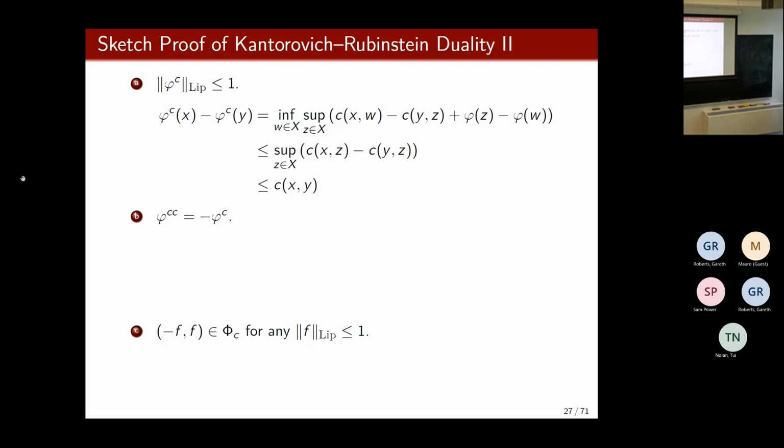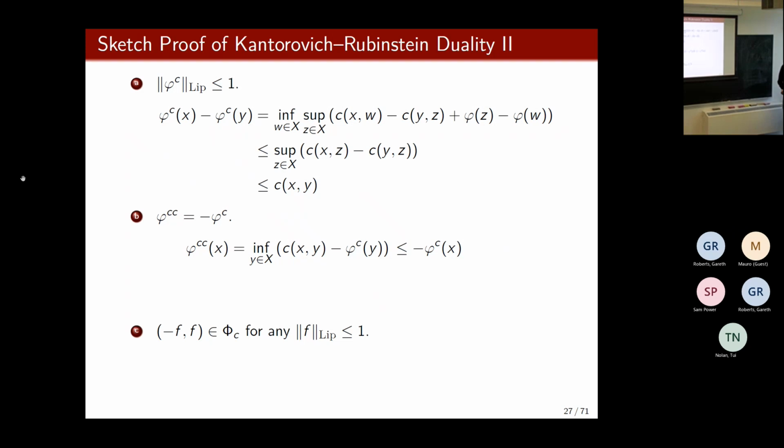So if I bring c of x y onto the other side, there's nothing particularly special about doing x and y that way around. So by symmetry, I'm going to have that phi^c of x minus phi^c of y in absolute value, divided through by c of x y, is less than or equal to 1. Then let's look at this case here. Again, by definition, the second C transform of phi is equal to the infimum over y of c of x y minus the first C transform of y.